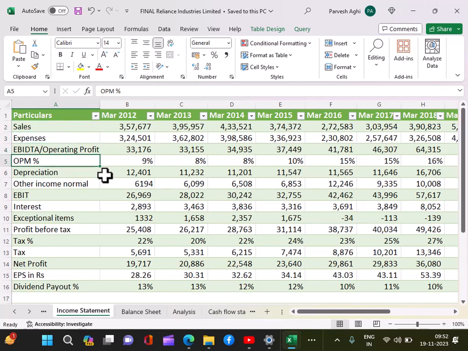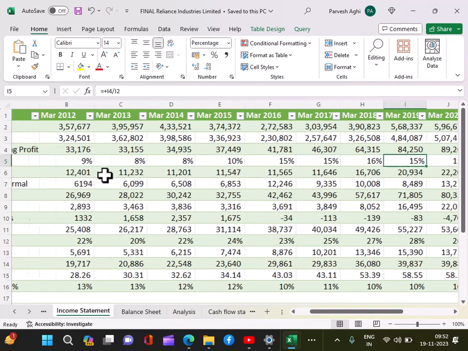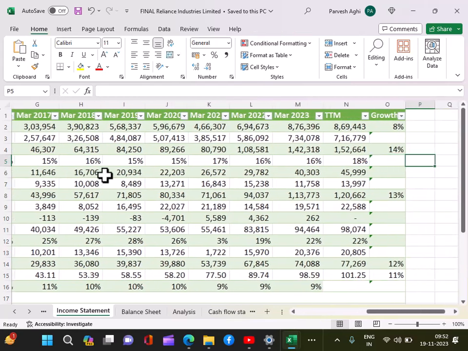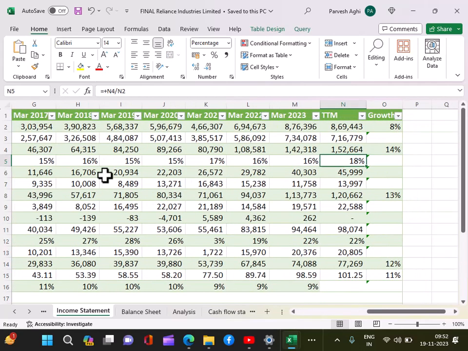So operating margin tells you what profit the company is earning. Suppose you bought something at 100 and sold at 120, your EBITDA margin is 20%, to put it in a very straightforward way. If you look at the EBITDA margin of Reliance, it was 9% to start with, then 8%, 8%, 10%, 15%, and now it has gone up to 18%. Is it improving? Yes, the company's margins are improving.